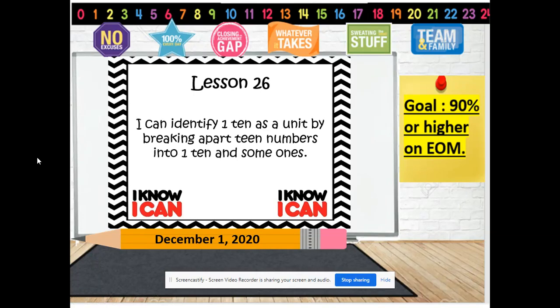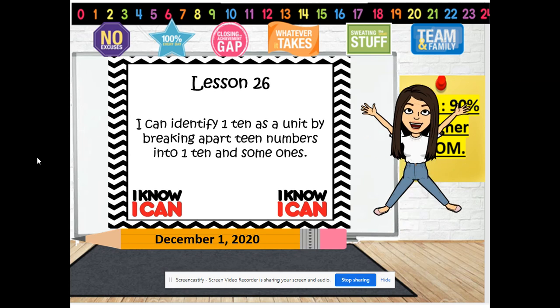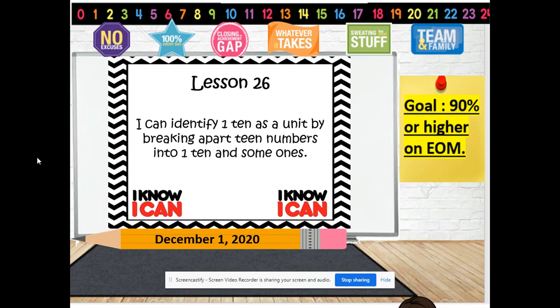Hello, boys and girls. Guess what time it is? It's Eureka time. Today is December 1st, 2020. It's officially the first day of December and the countdown begins. So, our goal is to get a 90% or higher on our end of module, which is next week.